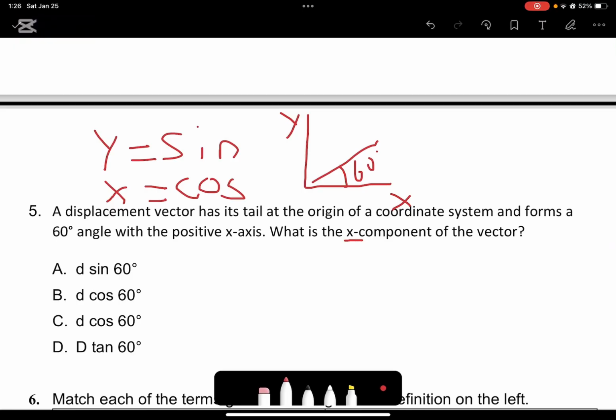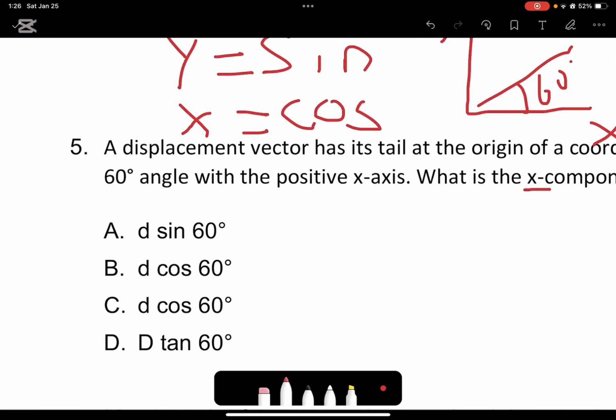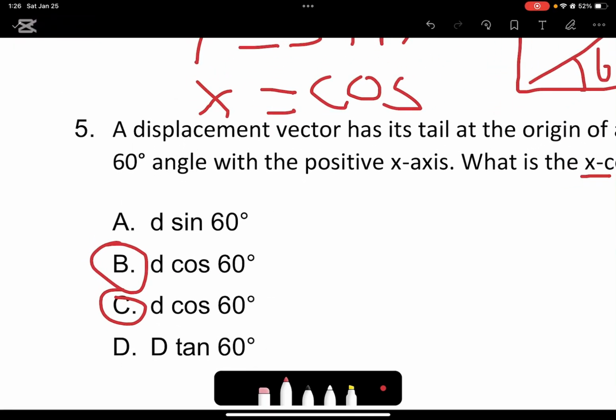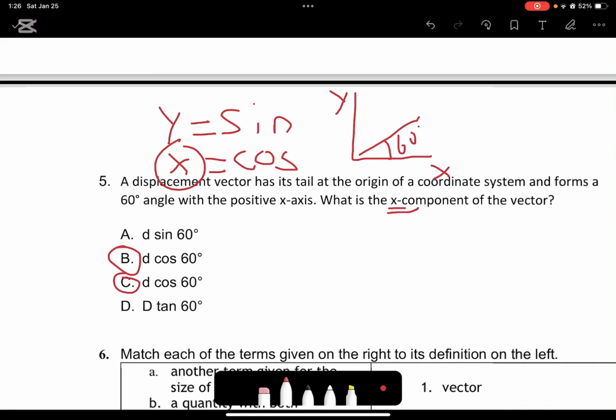So if it says what is the x component, it's going to be one of these two, because these are placed wrong. This one, the up, is supposed to be cosine, I think, but yeah, the answer is one of these, cos, because x, it wants to find out what the x component is. All right, hope you understand that.